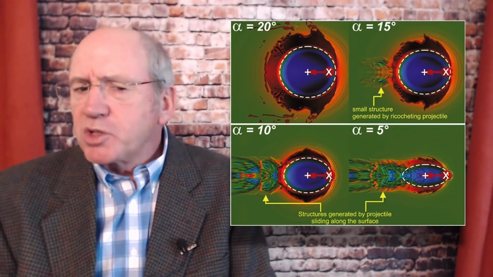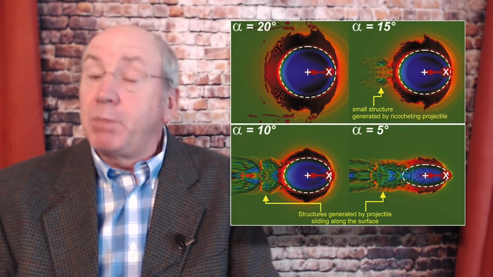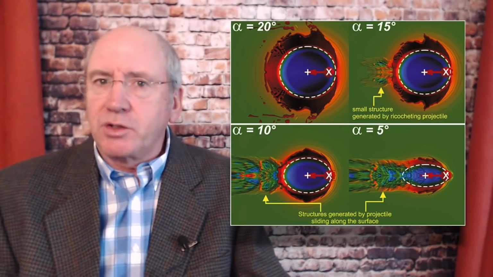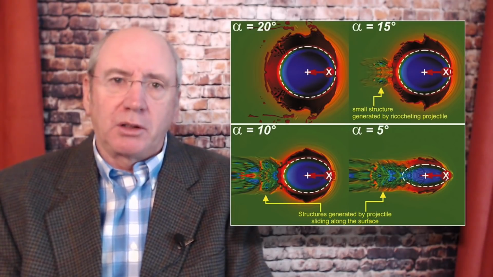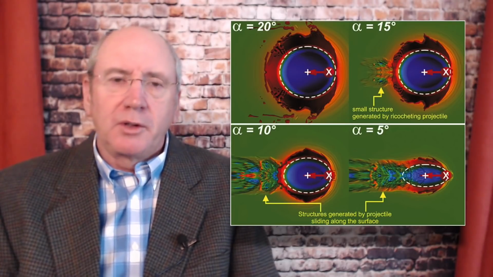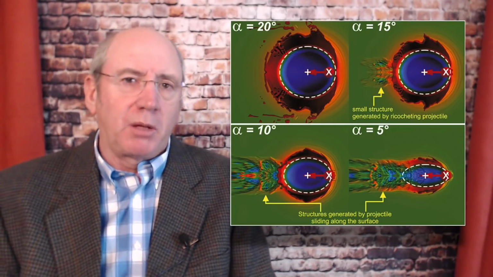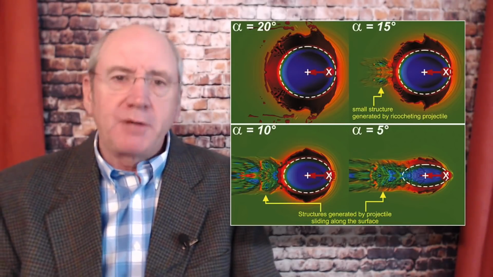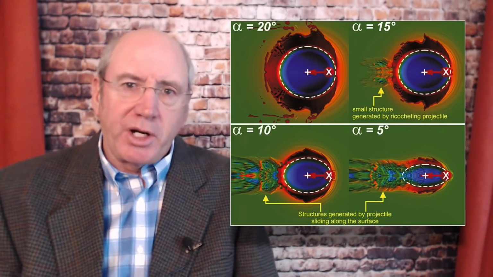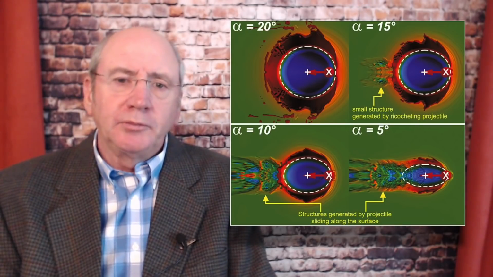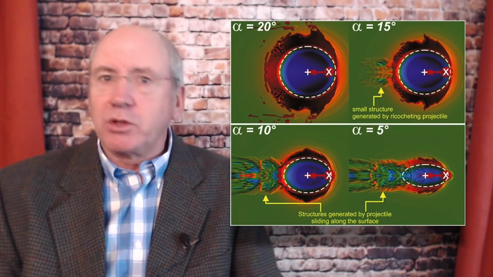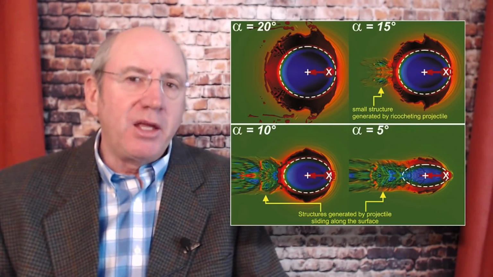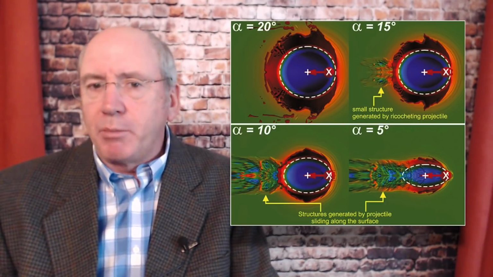So if you look on the bottom left, you will see that below 10 degrees, the impact trajectory of the projectile, below 10 degrees, the crater starts to become elliptical. And if you get below 5 degrees, it becomes very elliptical. And so you can get elliptical symmetric craters from an impact if it is a shallow impact.